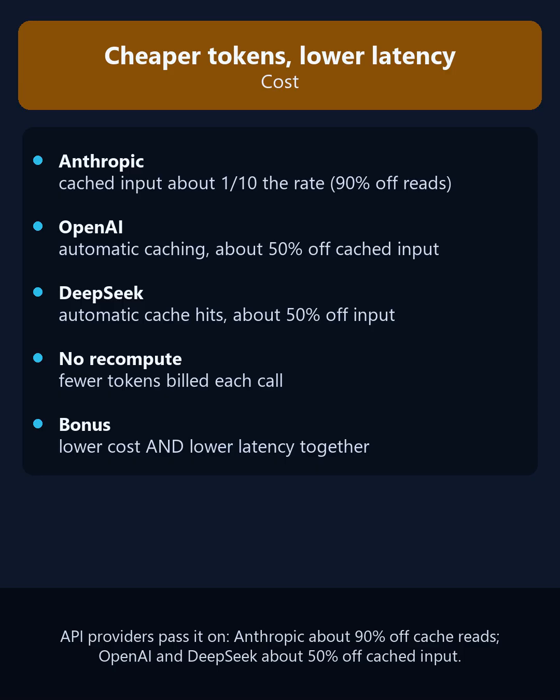It saves money too, and the big API providers expose this directly. Anthropic's prompt caching charges cached input at about 1/10 of a normal rate, a 90% discount on cache reads. OpenAI and DeepSeek apply automatic caching with roughly a 50% discount on cached input tokens, and no code changes. Fewer tokens recomputed means a smaller bill and lower latency at the same time.